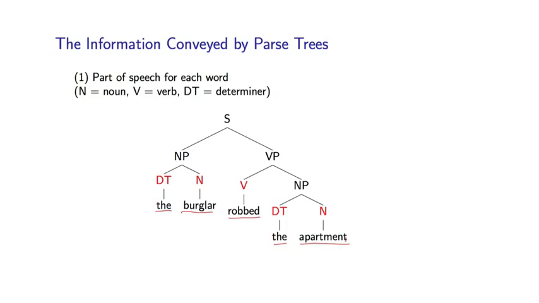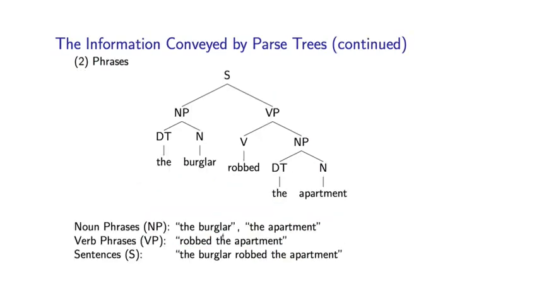Okay, so at the very first level, if we look at the level above each word in the tree, we see that we basically have the part of speech for each word. And so we have DT here for determiner, N here above burglar for noun, V above robbed for verb, and so on and so on. So this very first level of the tree simply encodes the part of speech tag sequence for the input sentence in exactly the same way as we saw with the part of speech tag sequences in the previous section of this course on part of speech tagging. So that's the first level.